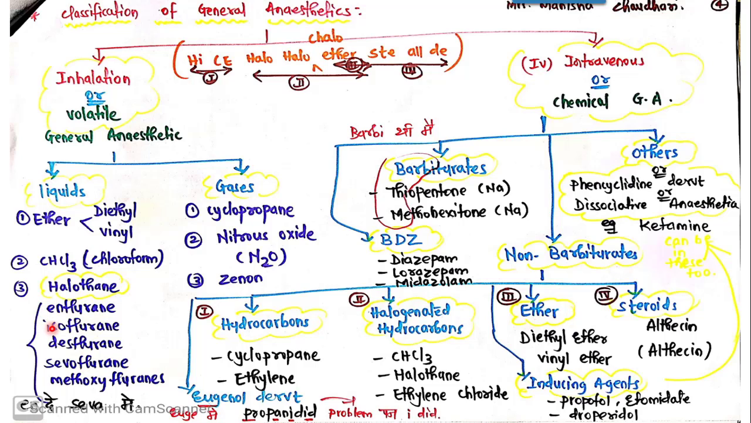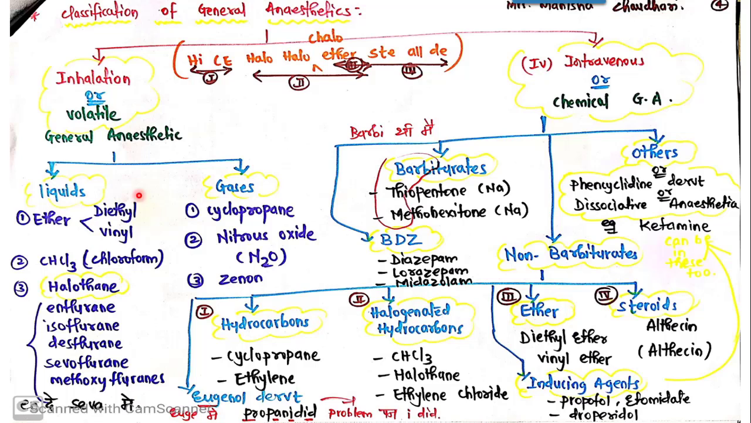So for remembering these other members of the liquid series, we have one trick: N, de, seva, me. N is for N-fluorane, de is for desflurane, seva is for sevoflurane, me is for methoxyflurane, and the remaining one is isoflurane. So you will easily and automatically remember this when you remember all these examples.